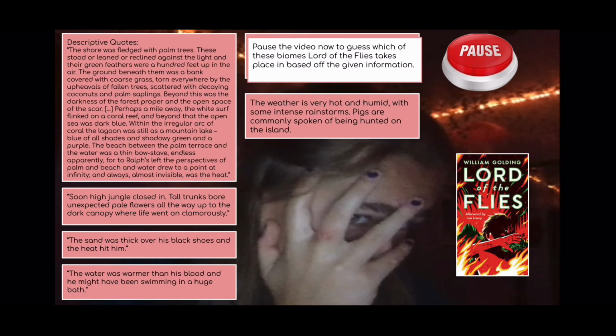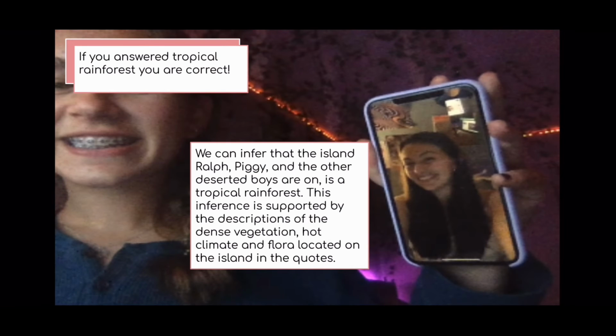The weather is very hot and humid with some intense rainstorms. Pigs are commonly spoken of being hunted on the island. If you answered tropical rainforest, you are correct. You can infer that the island Ralph, Piggy, and the other boys are on is a tropical rainforest. This inference is supported by the descriptions of the dense vegetation, hot climate, and flora located on the island in the book.